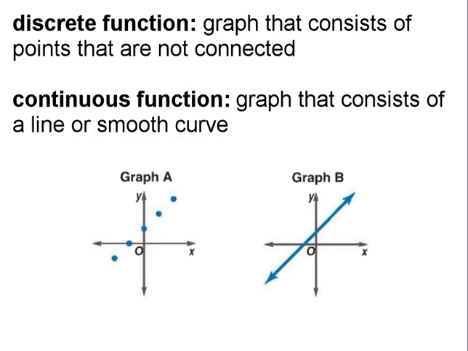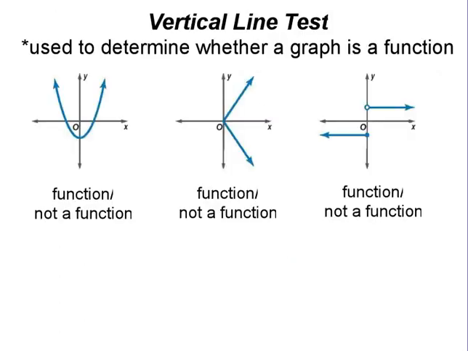Okay, so if I keep walking along this line, I'm going to keep walking and walking and walking, I'm not going to fall. A discrete function, on the other hand, is one that has a bunch of segmented points. Okay, so a discrete means a bunch of segmented points. Continuous means it just goes on. It consists of a line or a smooth curve.